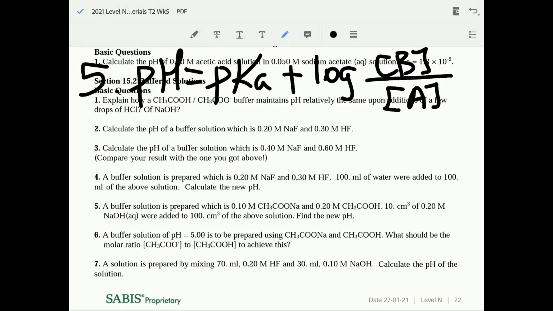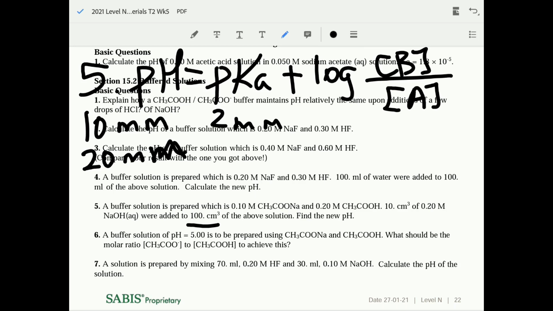Alright guys, let's continue with question 5. First, let's just calculate the number of moles for everything, right? For CH3COONa, we have 100 cubic centimeters of that. So 100 times 0.1, 10 millimoles. 0.2 times 100, 20 millimoles. And for the NaOH, we have 10 times 0.2, 2 millimoles.